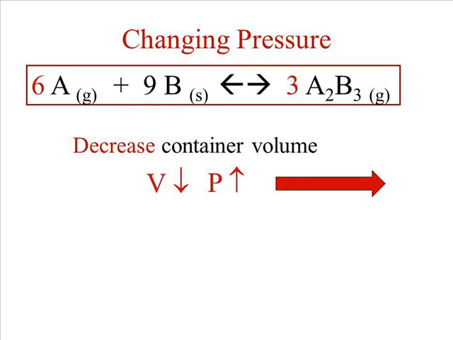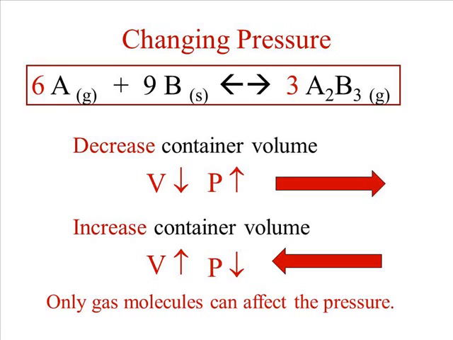If you change pressure, you're looking at gases, so one of the ways to change your pressure is to change the container volume. If you decrease the container volume, your volume goes down, your pressure will go up. The stress that you've put on the equilibrium system is that increasing pressure. So it will shift to try to decrease that pressure, which means it will shift in the direction where there are fewer moles of gas. In this case, that would be to the right, where there are 3 moles of A2B3 rather than the 6 moles of A on the left.